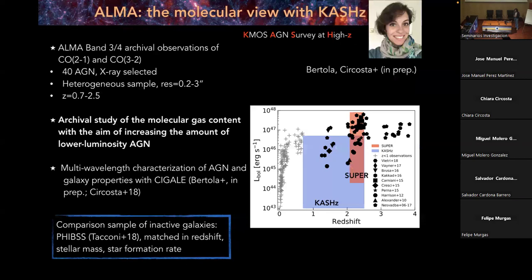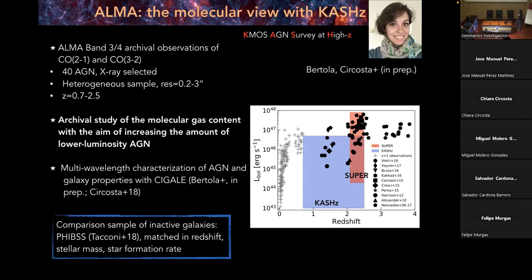And before showing you some results, I wanted to also describe another work that we are now completing, led by Elena Bertola, a postdoc in Florence. So the issue we wanted to address is clear from this plot. So you see the sample still covers quite a high bolometric luminosity. So what Elena did was to complement this sample with CASH-Z, the survey mentioned earlier. So still a survey to probe AGN outflows with CAMOS.